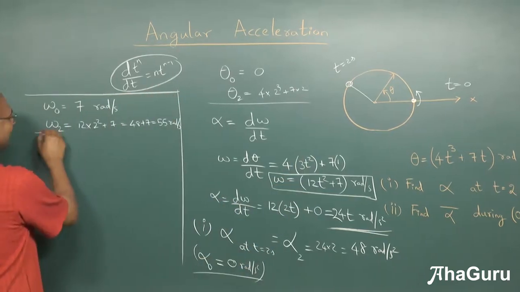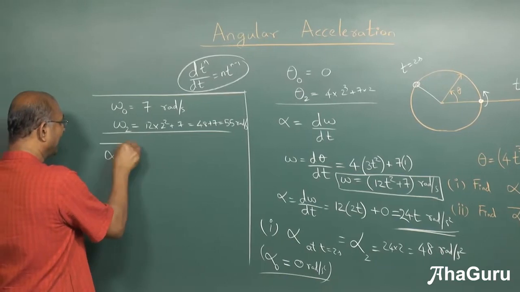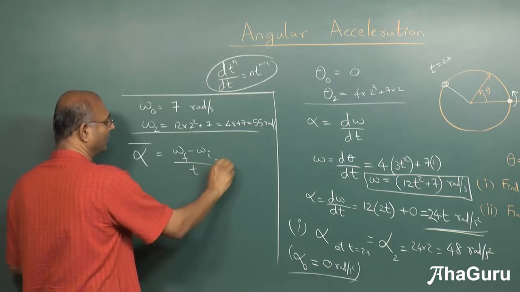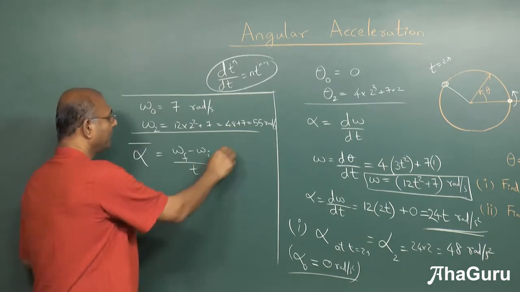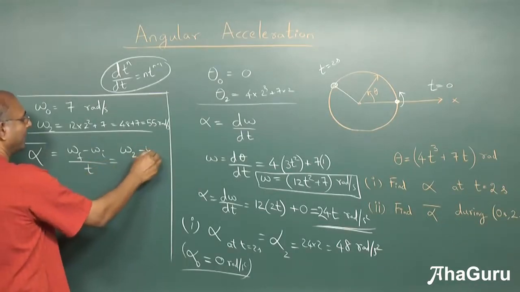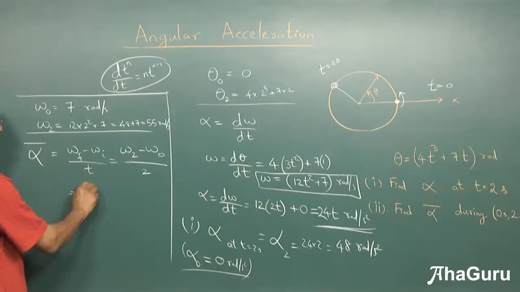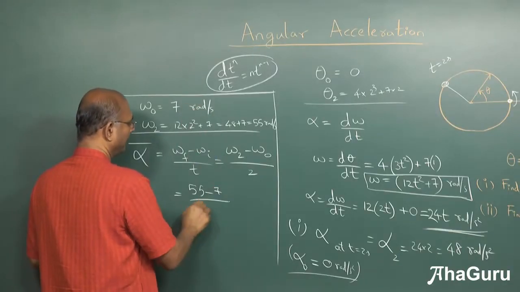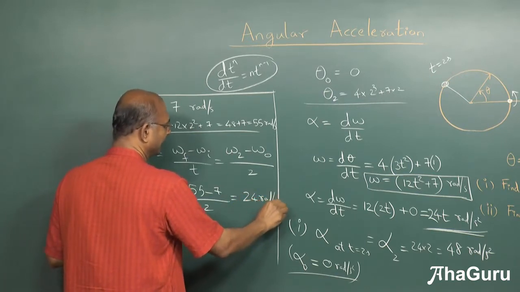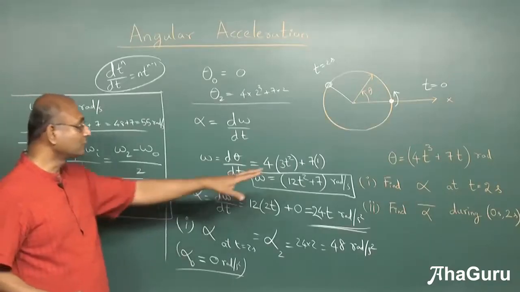Okay, now let us calculate the second part of the question, which is asking us to find average alpha. Now, average alpha is the final value of omega minus the initial value of omega, divided by the time, delta omega by delta t. In this case, the final value of omega is at 2 seconds, because we want the time interval 0 to 2. Omega 2 minus omega naught divided by 2 seconds. Omega 2 I have already calculated, it is 55, omega naught is 7, so 48 by 2, that is 24 radians per second square. So this is the average value of alpha for the first 2 seconds.